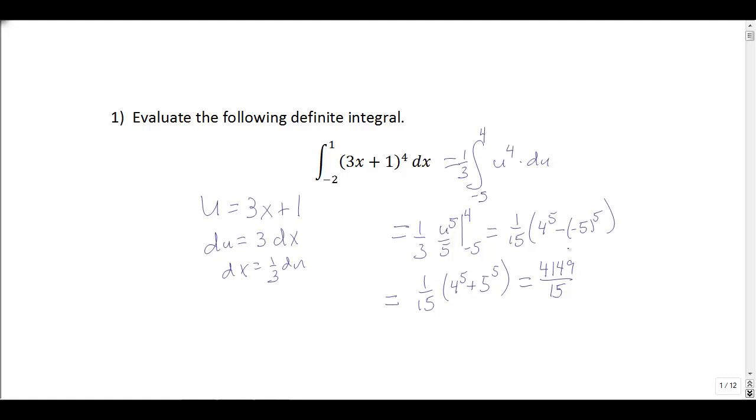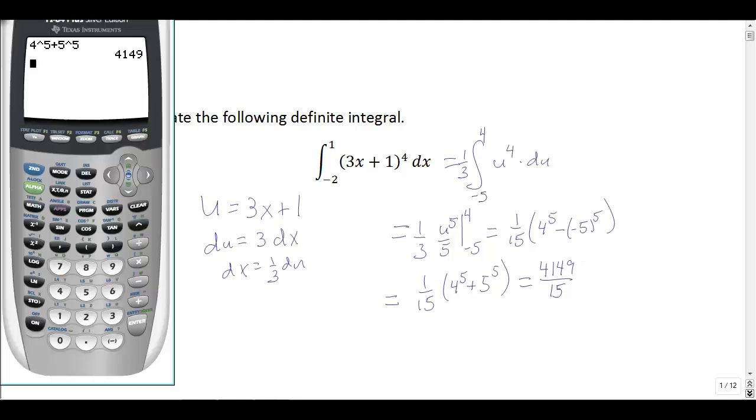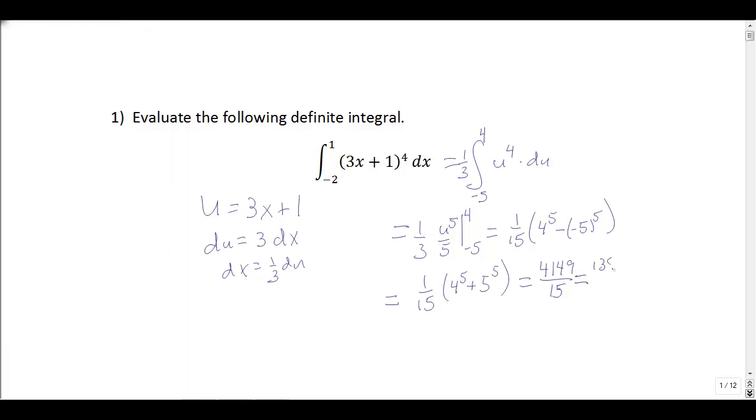Is there a factor of 3 on top? Well, maybe. If I add up the digits, 4 plus 1 is 5, plus 4 is 9, plus 9 is 18. That means there is a factor of 3. So let's divide by 3. We get 1383. So this is 1383 times 3 over 3 times 5. The 3's cancel, and our answer ends up being 1383 over 5.